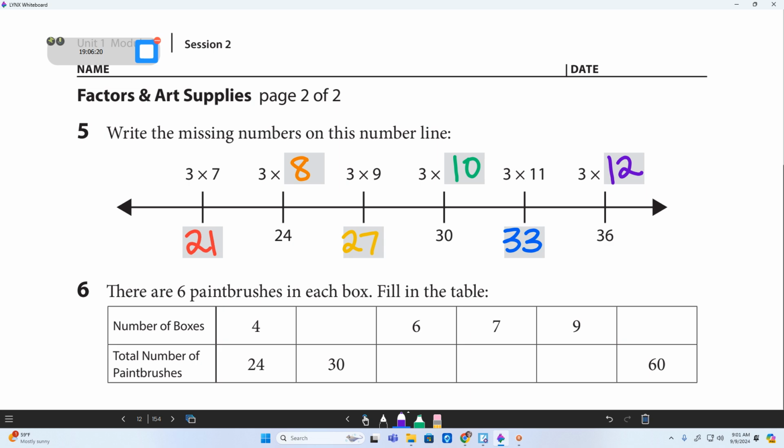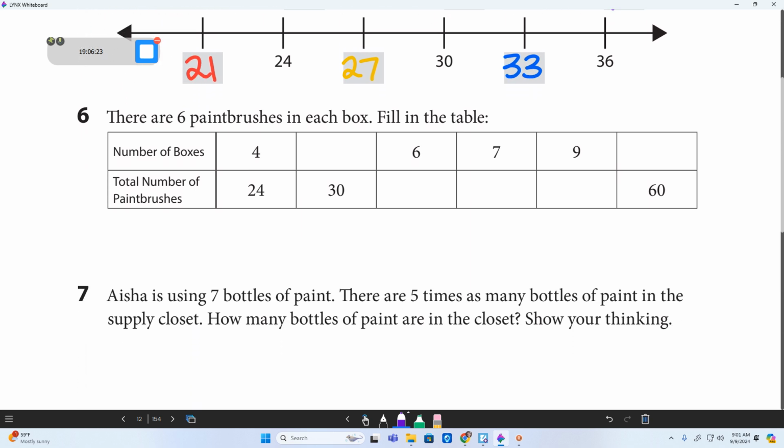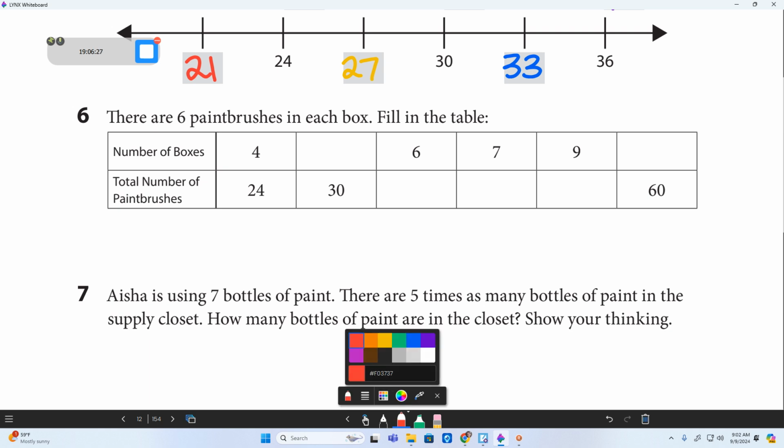Okay, moving on, number 6. Number 6 says there are 6 paintbrushes in each box. So the most important number in this ratio table is the number 6. We're going to see a whole bunch of facts of 6 on this ratio table. So for every box, there are 6 paintbrushes. So if there are 4 boxes, 4 times 6 is 24. And you could even write that in if that helps, if you're a very visual person.